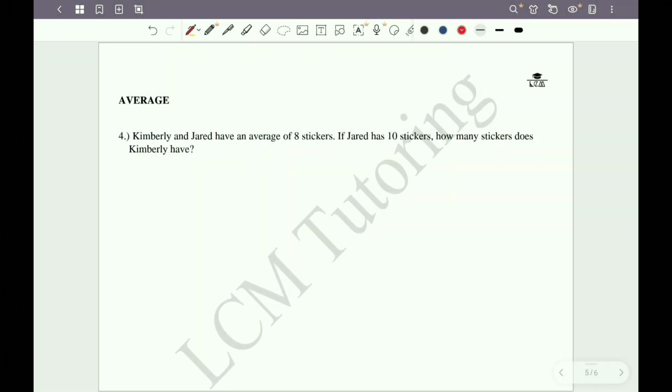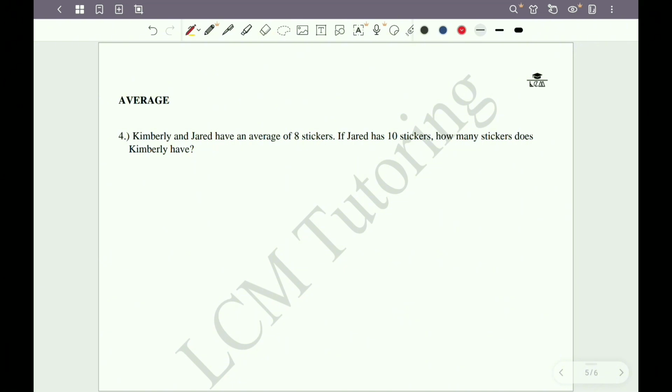Question 4 says, Kimberly and Jared have an average of 8 stickers. If Jared has 10 stickers, how many stickers does Kimberly have? So this is where we actually see the power of average and what we can do with it. We don't know Kimberly's number. We don't know how many they have altogether, but we do know their average, and we know Jared has 10 stickers.